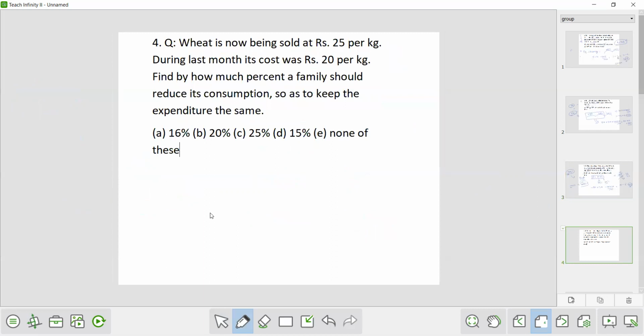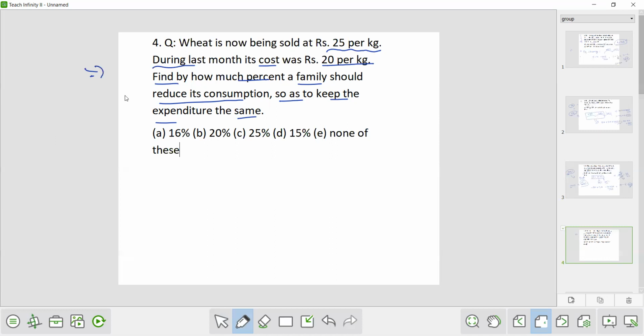Now the next question. Wheat is now being sold at rupees 25 per kg. During last month, its cost was rupees 20 per kg. Find by how much percent a family should reduce its consumption so as to keep the expenditure the same. Such types of questions on this concept, you will definitely find at least one in the examination, because out of the total percentage part, this part itself plays an important role.